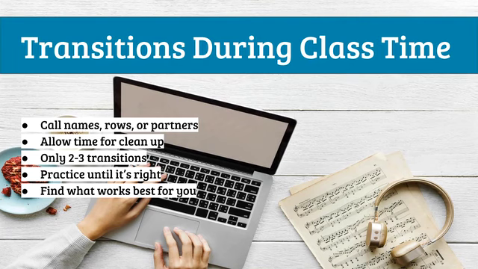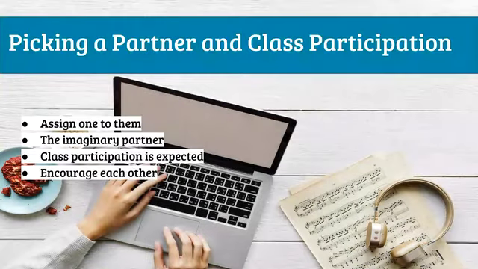Practice until it's right. Just like we talked about practicing procedures for coming in and out of the classroom, practice transitions. What do transitions in your classroom look like? We don't run, we don't push, we take turns, wait in line to put your instruments away. Whatever the transitions are, make sure the kids know what you expect. And find what works best for you. You will figure out your flow. You'll figure out what transitions work best in your classroom and how to effectively communicate that with your students.